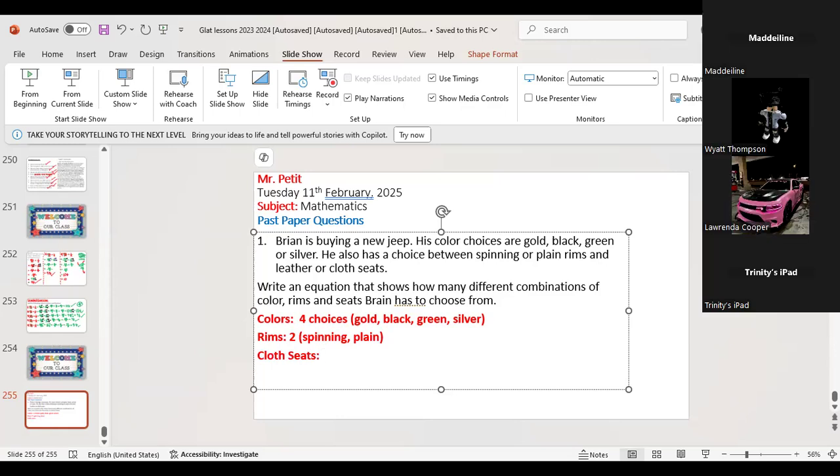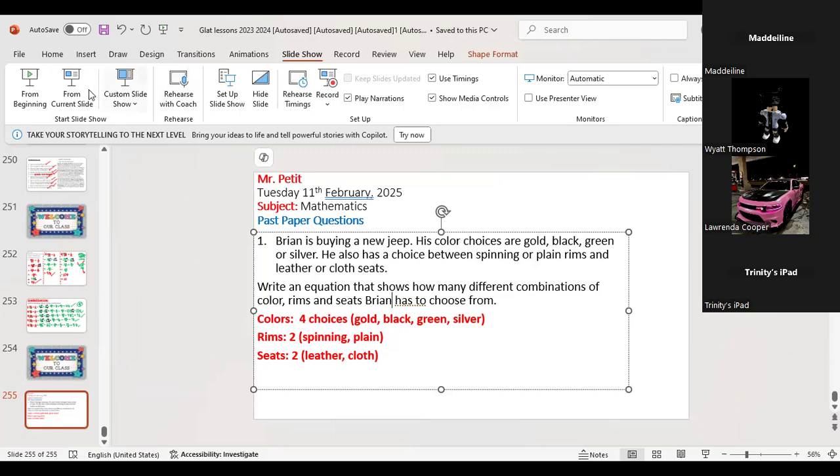How many options do we have for the seats? That's going to be 2, right? It either could be leather or cloth. Yes. Thank you, Brian.